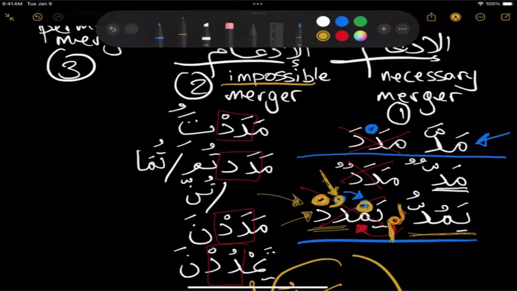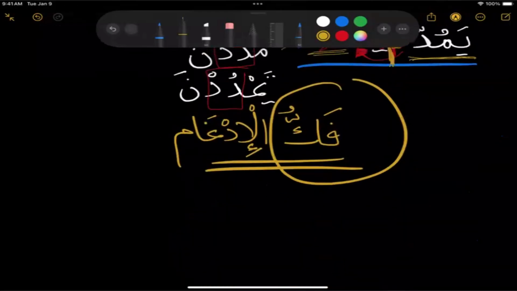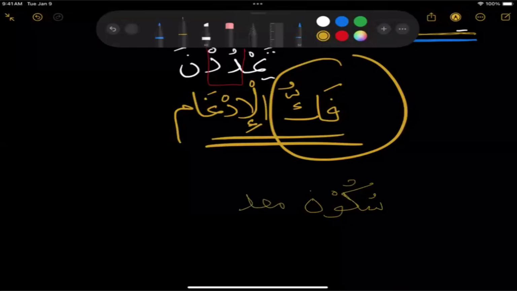All right, but lam, the sign of jazm, is a sukoon. So how is there another way here? That's the part I'm still waiting for you to explain. How can we do it two ways? The sign of jazm here should be a sukoon. So what other way can there be? The other way is to do what's called sukoon muqaddar.